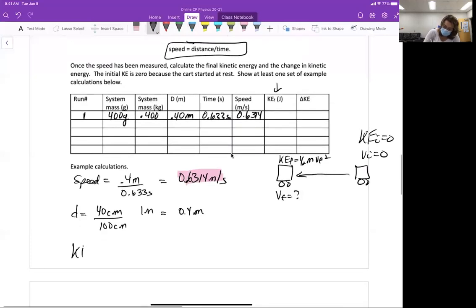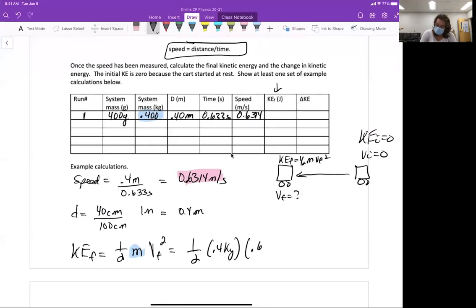So final kinetic energy is equal to 1/2 the mass times v final squared. What was the mass? Well, the mass is the system mass, the mass of the car. That's what we're interested in. And it needs to be in kilograms, and then that final velocity needs to be in meters per second. We already calculated that to be 0.6314 meters per second. I'm going to square it, and I now have a final kinetic energy of 0.0797 joules. I don't really have to put joules in there since it's already on top, 0.0797.